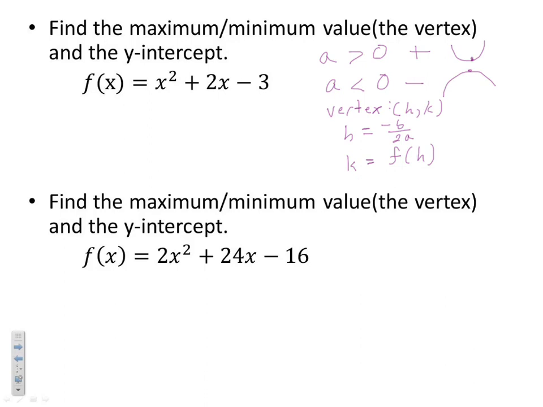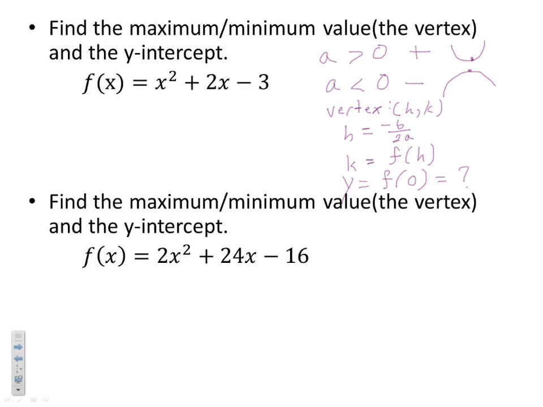The y-intercept, remember, is where x equals 0. So the y-intercept is going to equal f of 0, which is some number. That just means you plug in 0. So I'd like you guys to take a stab at this and find those things really quick. All right, pause the video and do that.